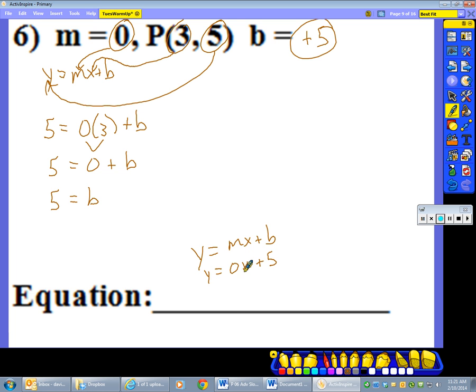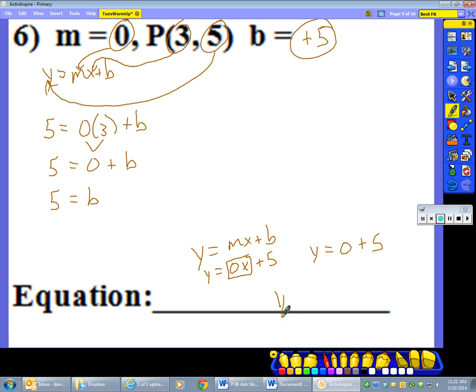Now, a lot of kids want to put this as an answer, and I guess technically it is correct, but we can simplify this even more because think about what is 0 times anything. It doesn't matter what x is. If you multiply it times 0, it's going to equal 0. So then kids are like, oh, well then this must be my answer. y equals 0 plus 5. Well, even this can be simplified because what's nothing plus 5? Well, it just equals 5.